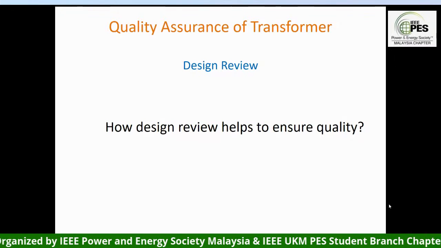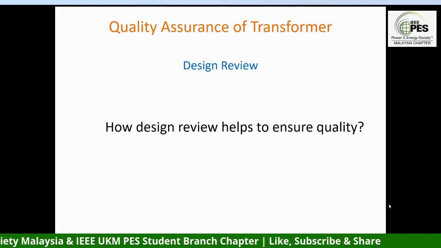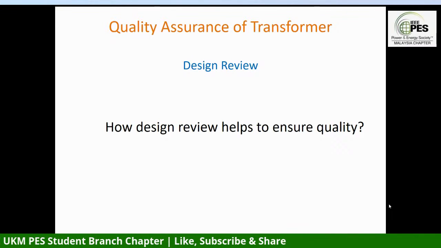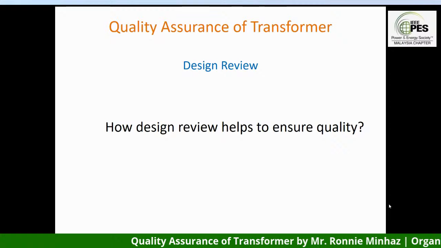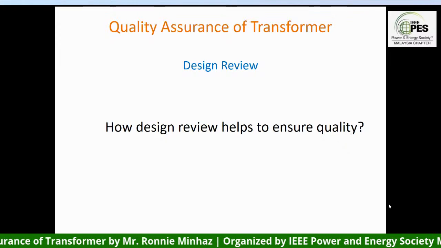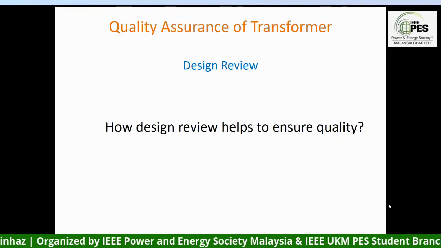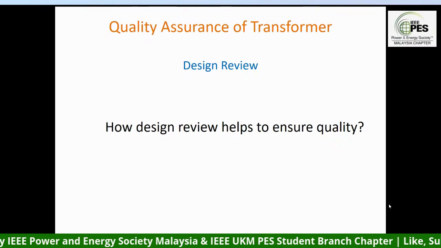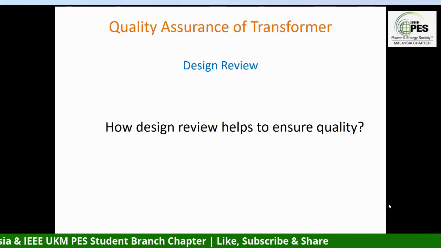So when you get the design from the manufacturer, in the design review, you basically look into the thermal design, you look into the dielectric design, the clearance and all those things, and you look into the short circuit design. So basically three main components: thermal, dielectric, and short circuit. You look at the manufacturer's calculations. And at the same time, you look into the factory auditing report.